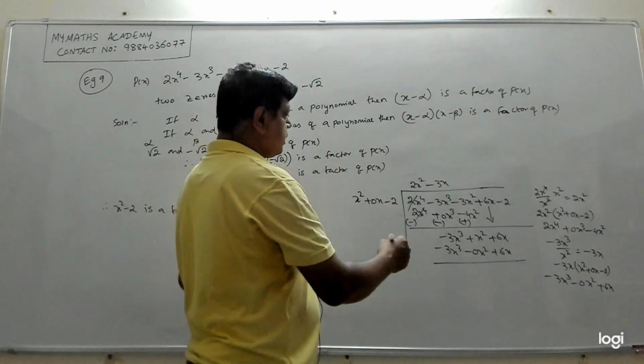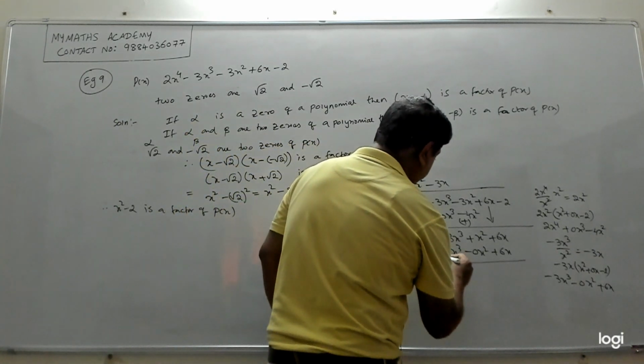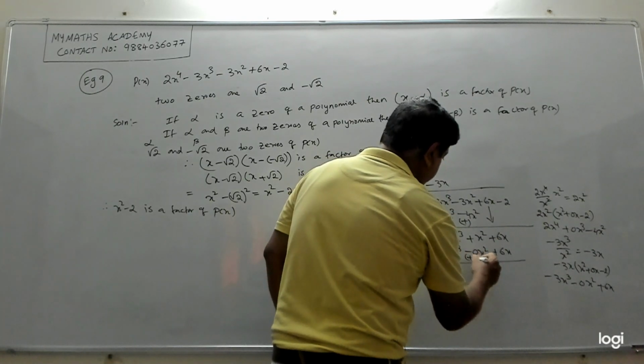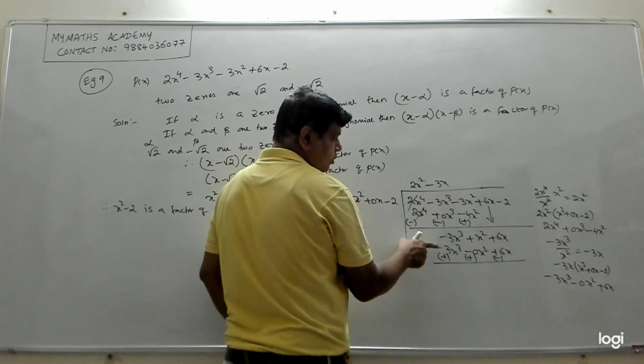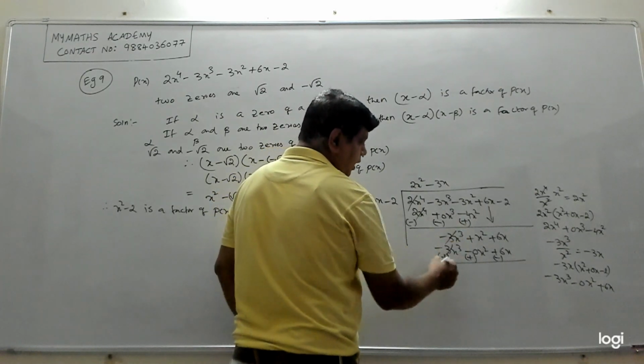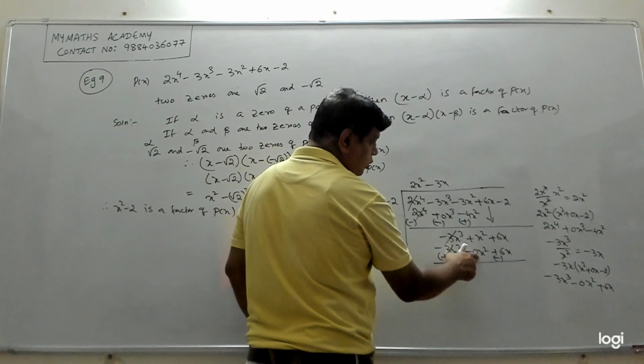Right? Now let's change the sign. We change the sign, so this will become plus, this will become plus, this will become minus. Now minus 3x cube, this is plus. After changing this, you have to see the change in sign. Cancel.